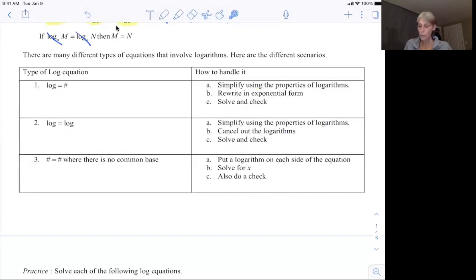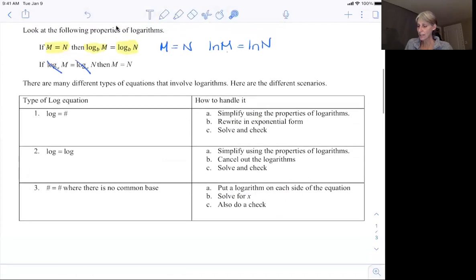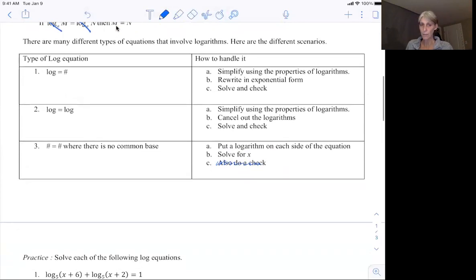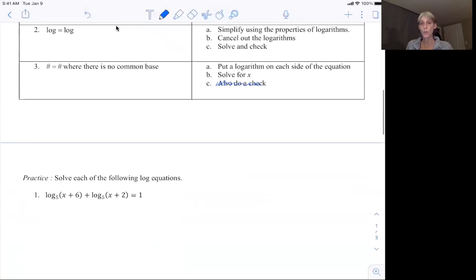And if we have a number equal to a number where there's no common base, we're going to put a log on each side. So that's this situation here. We're going to put a log in front of each term, solve for x. Here, we don't necessarily have to do a check because the original function, the variable, is in the power. So the domain is all real numbers. So we don't really necessarily have to do a check, but you can always do one if you want.